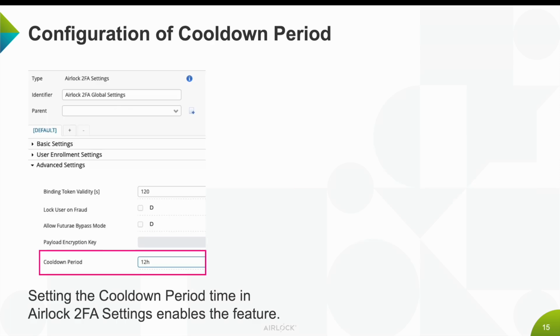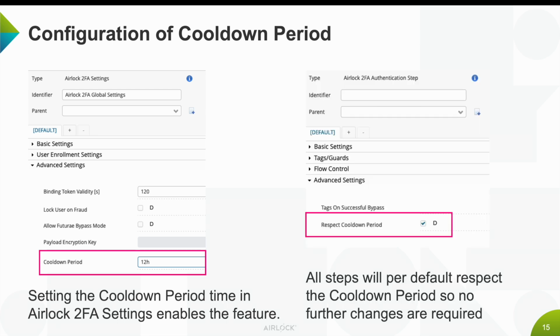So how do you configure that? The configuration is actually very simple. In the Airlock 2FA settings, you define the time period for the cooldown period. Here the example says 12 hours, but it could be 24 hours or just 3 minutes, whatever you deem appropriate for your setting. And on every single authentication and verification step, there is a new checkbox, which is respect cooldown period.